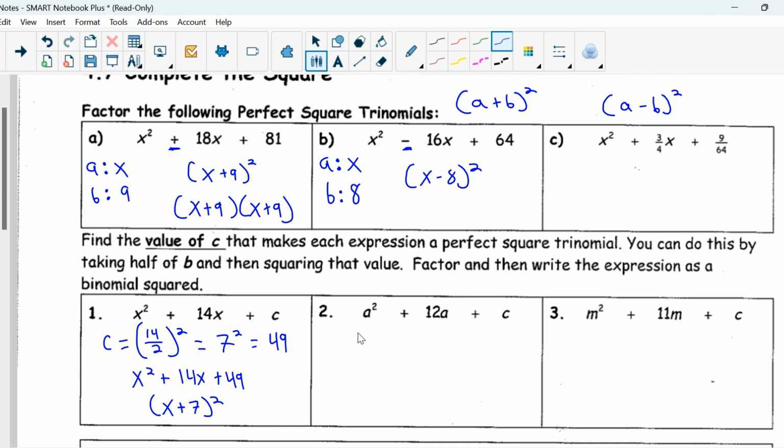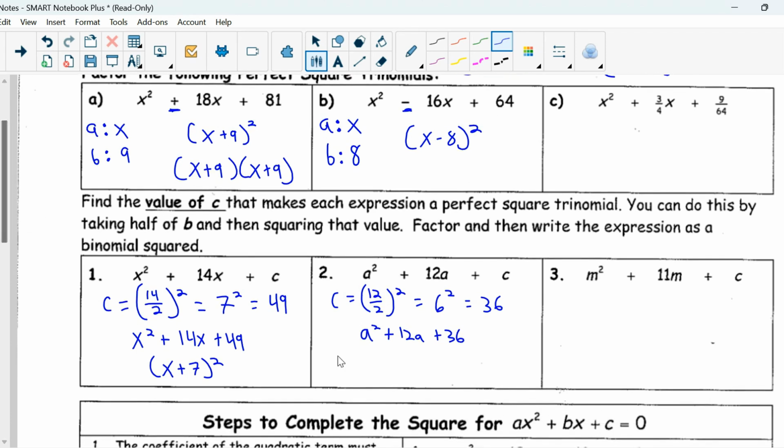Okay, on to example 2. We'll use the same process. So c equals half of b squared, which just equals 6 squared, which ultimately gives us 36. So our trinomial here will be a squared plus 12a plus 36, which would just factor to, not x this time, we have a plus 6 squared.